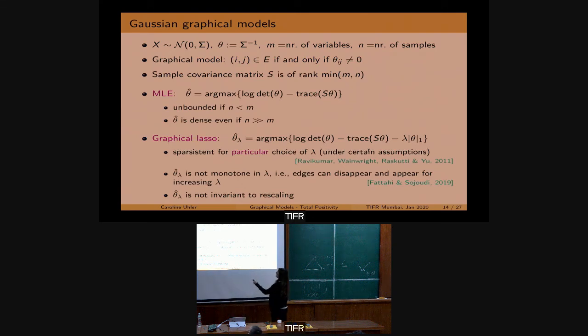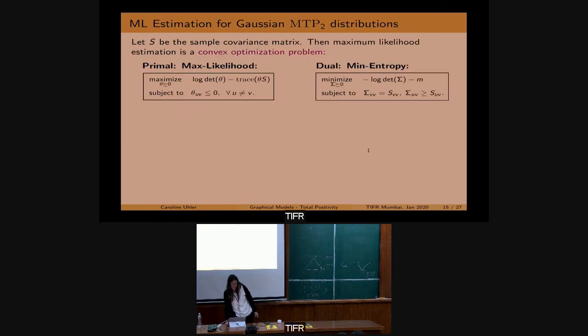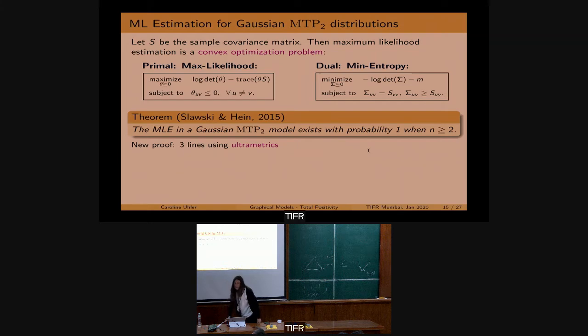In general, if I have fewer samples than the number of variables, the MLE doesn't exist, right? But actually here, if lambda is large enough, I can do estimation even if I have more variables than the number of samples. And what is really nice, this was already proven by Slawski and Hein in a 3-page paper or something. With 3 lines, you can prove it using ultrametrics very easily: independent of how many variables you have, if you just have 2 samples under MTP2, the MLE exists. Likelihood is not unbounded. Now the question is, how good is it? All of these proofs are not yet there, okay? But it exists. So this is a super strong constraint.